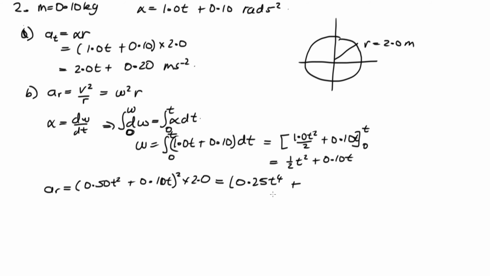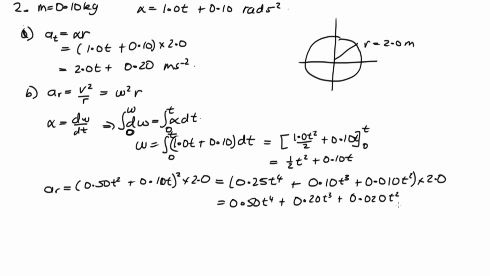0.10. So that is equal to 0.10 t cubed plus this term squared, which is 0.010 t squared, and then that's times 2. So multiplying everything inside here by 2, we get 0.50 t to the 4 plus 0.20 t cubed plus 0.020 t squared as our radial acceleration. Then in part C, we're asked to evaluate the magnitude of the acceleration at t is equal to 1 second.